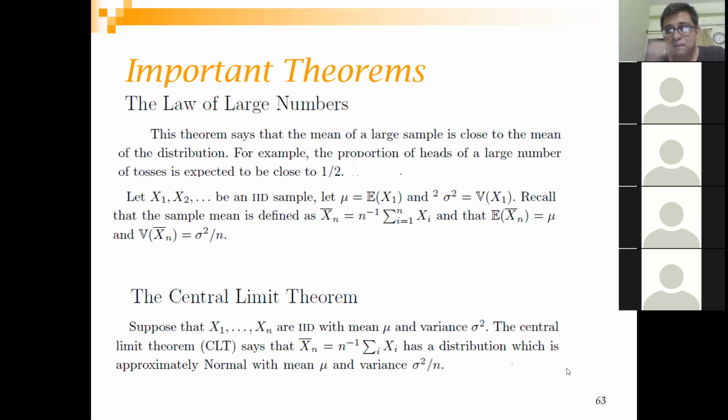Okay, then let mu equal E of x1. I mean, x1 is one variable, right? And sigma square equal V of x1. Recall that the sample mean is defined as x n bar. Sir, here, what is the relation? I mean, the sample mean and the expectation value, these are defined later. I mean, E of x n bar equals mu, and V of x n bar equals sigma square by n. Then what is the relation between these two terms?